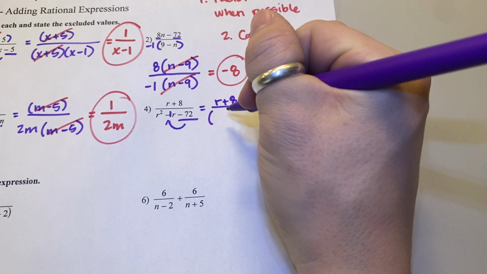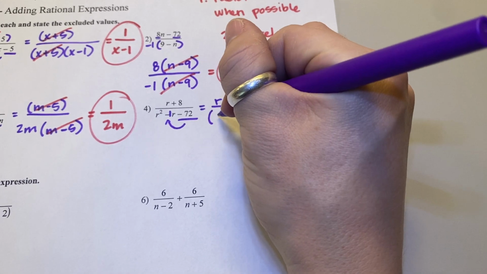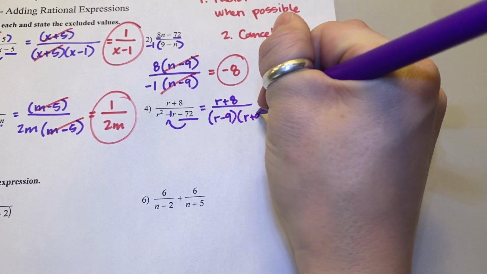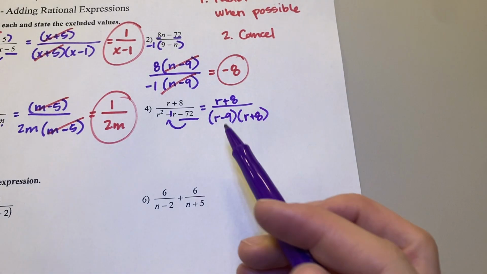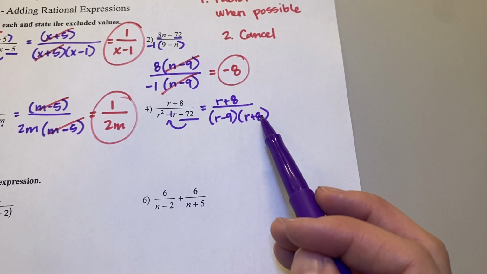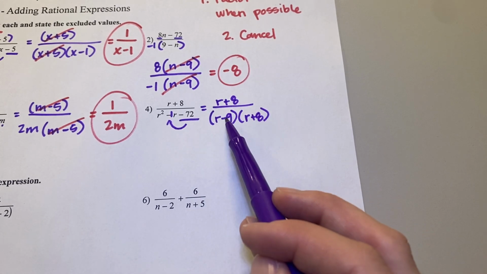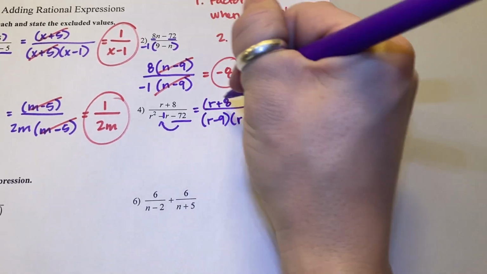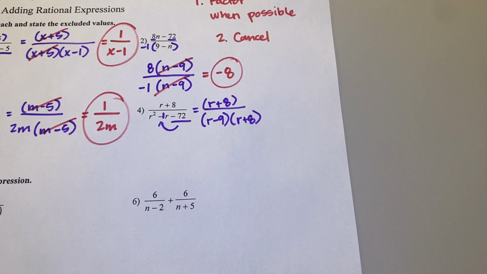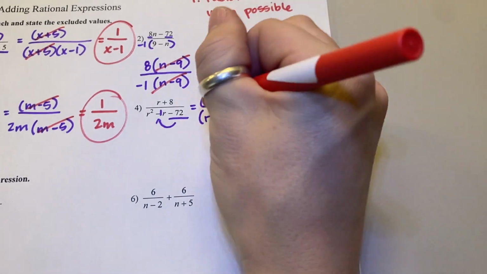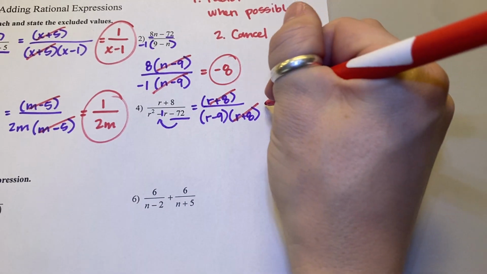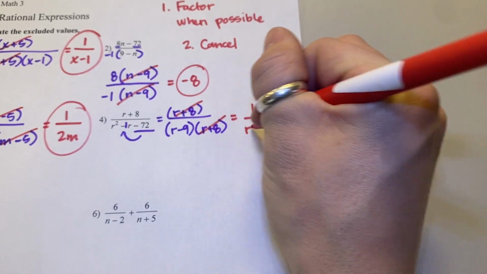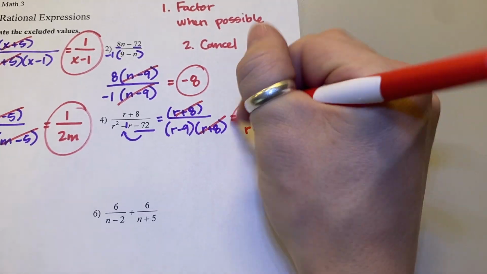I want it to be negative 1, so I want to make my 9 negative. r minus 9 and r plus 8. Negative 9 times 8, negative 72. Negative 9 plus 8, negative 1. What cancels? r plus 8, r plus 8. What's left on top? 1. And r minus 9 left on bottom.